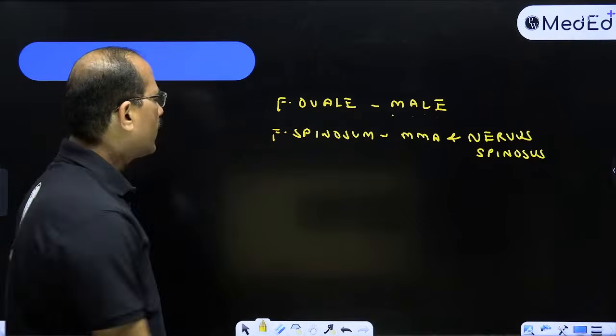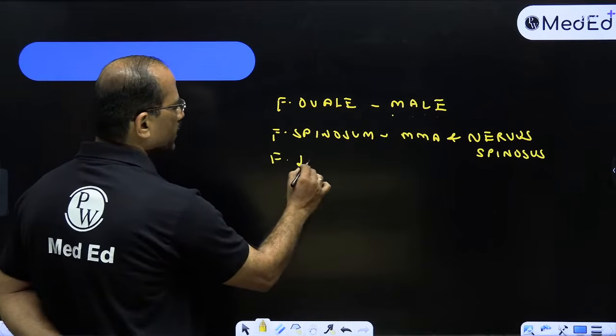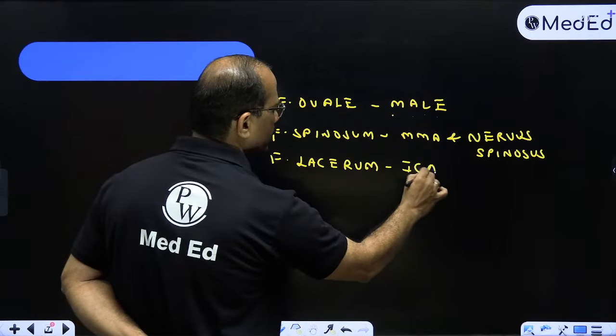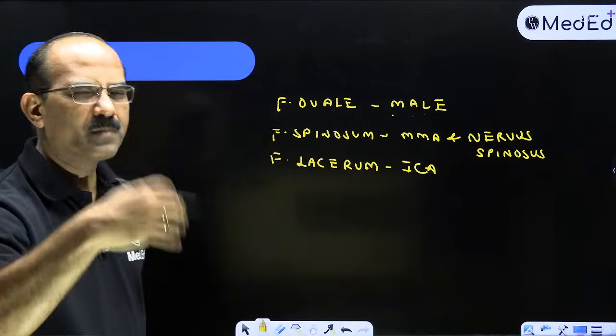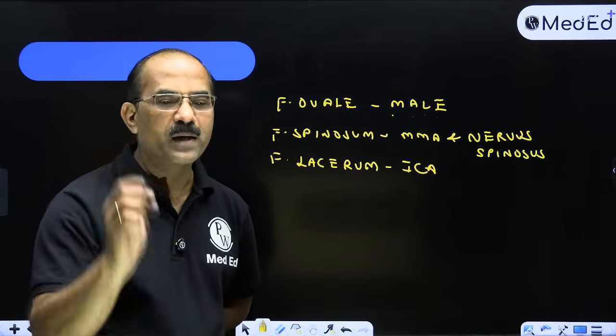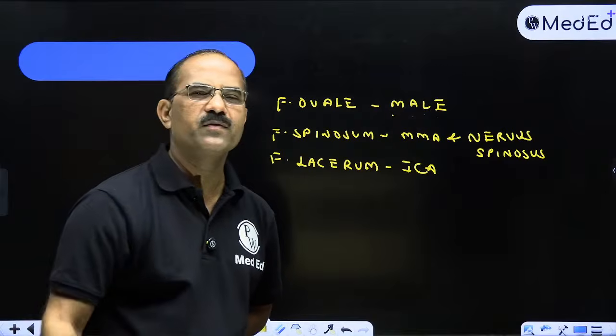Perfect to all of you. And foramen lacerum से क्या जाता है? Internal carotid artery. फाइन, बस इतना. And sympathetic plexus around the internal carotid artery, जिससे बनता है deep petrosal nerve. Deep petrosal nerve. Fine, that's fine.